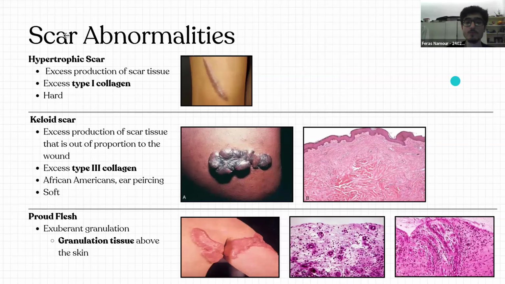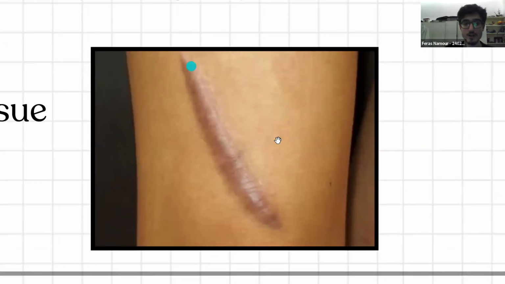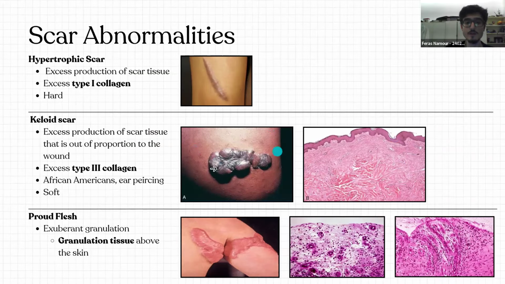You have three scar abnormalities. The first one is, let's say, a lot of collagen is deposited into the scar, a lot of collagen type 1. So what's going to happen? The scar is going to stiffen, it's going to harden, it's going to have a hypertrophic look. So we call this a hypertrophic scar. What if the granulation and the scarring tissue, the collagen, is produced, but it's out of proportion to the wound? It's not distributed equally and so on.